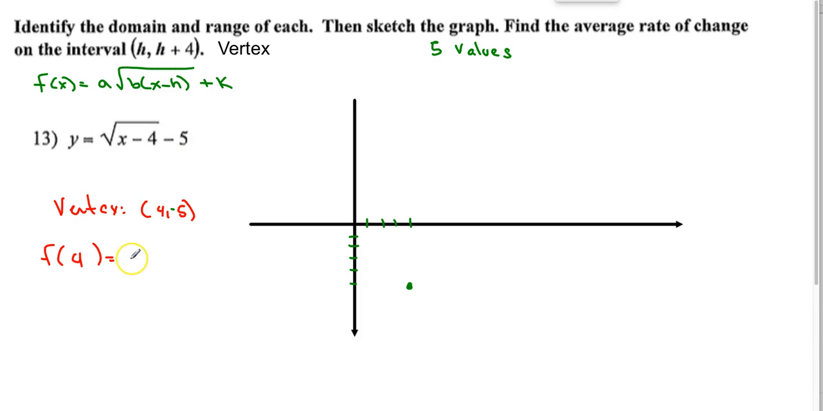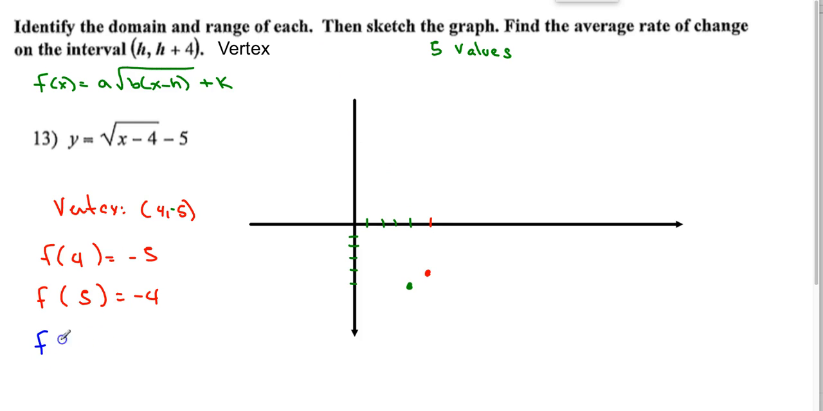0 minus 5 is -5. So when x is 4, y is -5, so we got that one. Let's pick another value, so that was my vertex. Let's get this x value to be 1. So what can I plug in for x so I can get the middle here to be 1? Yeah, so f of 5. 5 minus 4 is 1, square root of 1 is 1, minus 5 is -4. So when x is 5, y is -4.